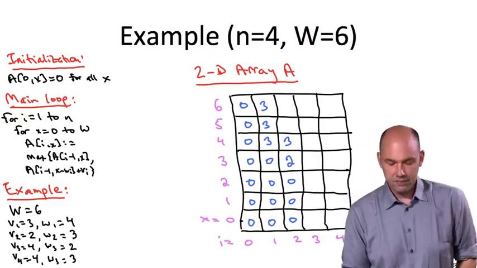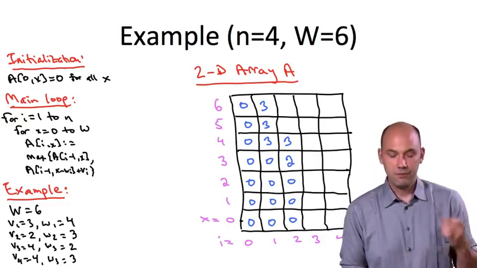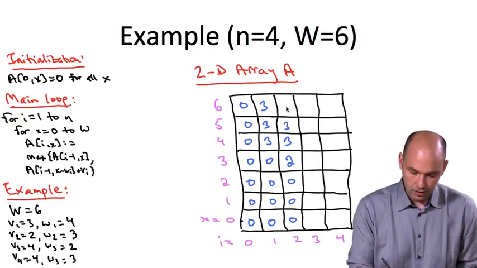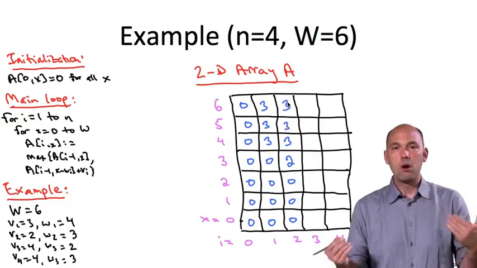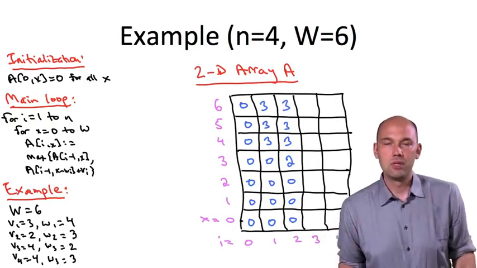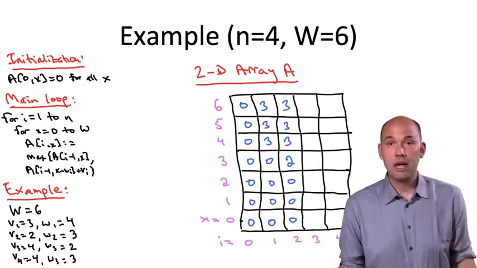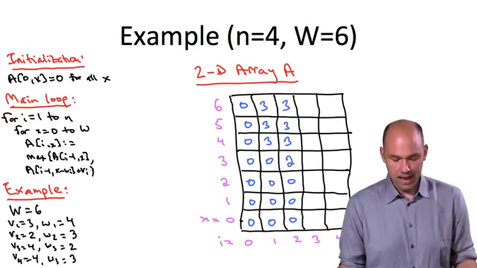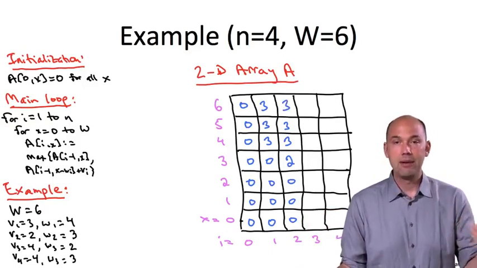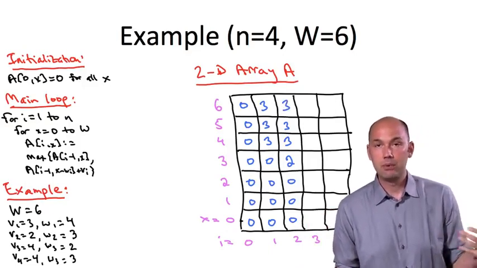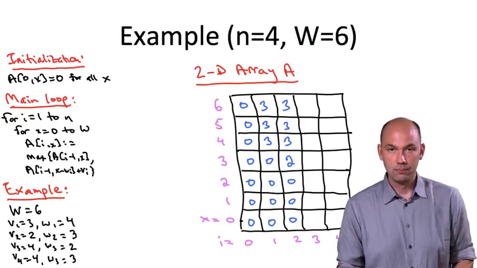The upper 2 rows of the column with I equal 2 are filled in with 3s for exactly the same reason. So for example, in the top row, what are our options? Well, we can inherit the 3 that's 1 to the left. If we actually use item number 2, that knocks our residual capacity down to 3, and A of 1 comma 3 equals 0. So again, we'd rather have the 3 than the 2.